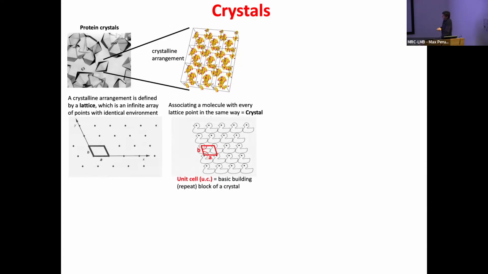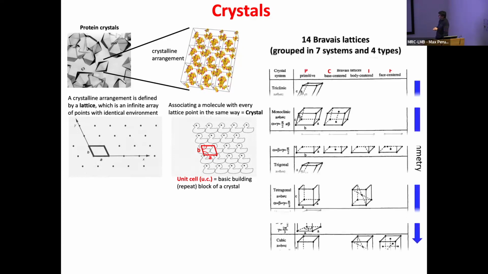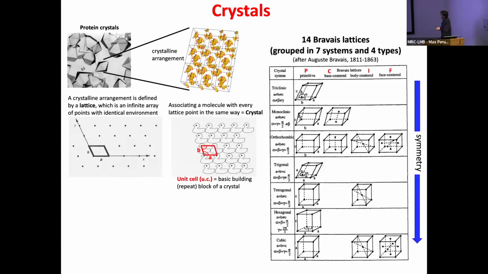Within a crystal, we can identify a unit cell, which is the basic repeating building block of a crystal. There are only 14 types of lattice that can form infinite lattices in three directions. This was discovered a very long time ago by Auguste Bravais, a French man, back in the 19th century. There are 14 Bravais lattices, which you can group into seven systems: triclinic, monoclinic, orthorhombic, trigonal, tetragonal, hexagonal, and cubic. And you can have a primitive, base-centered, body-centered, or face-centered type lattice.